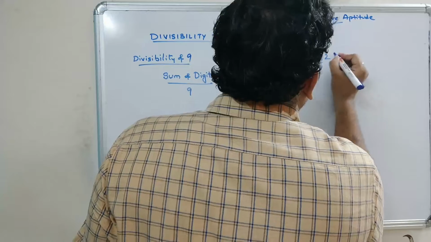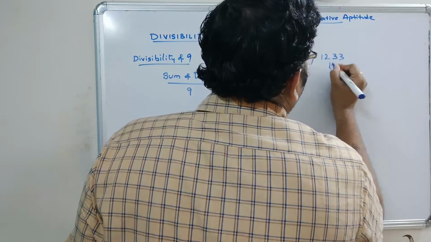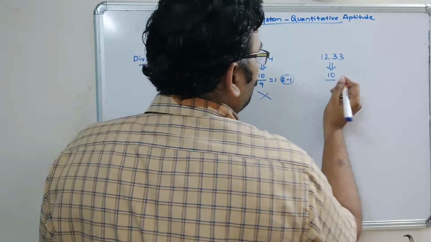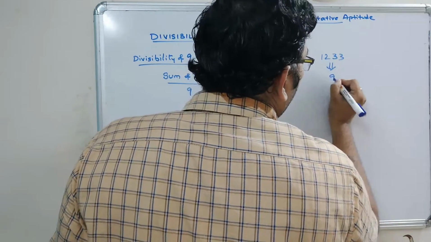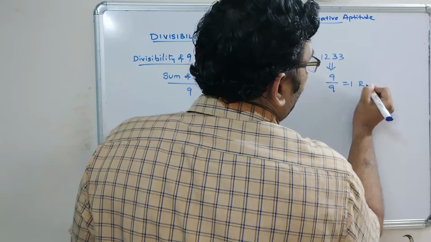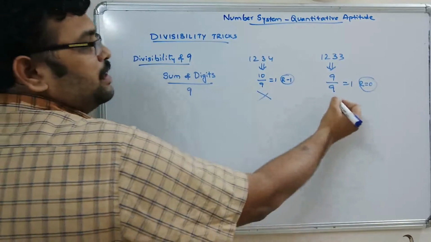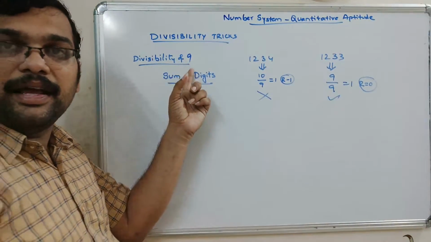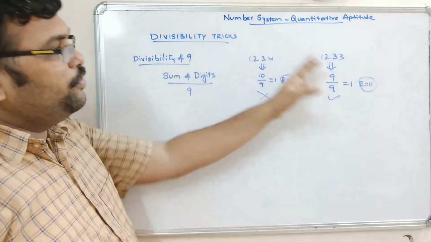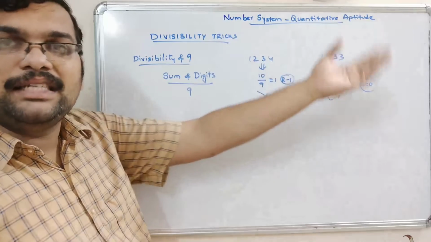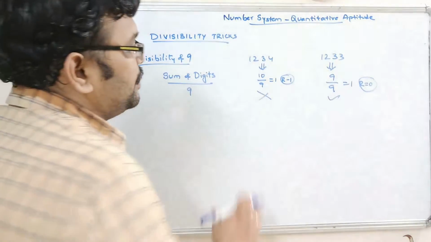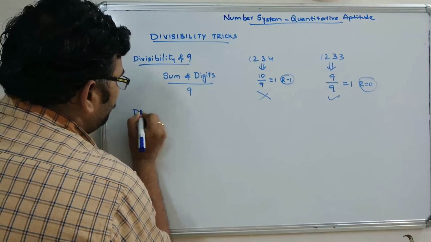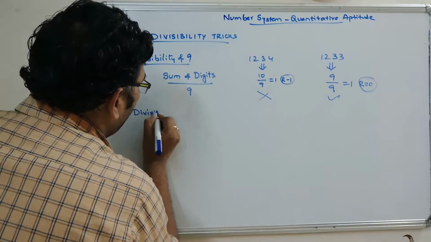If you consider 1233, then the sum of digits is 9, which is divisible by 9 with a remainder 0. That implies this number is divisible by 9. So you just practice with a large number, okay? No problem. Simple.